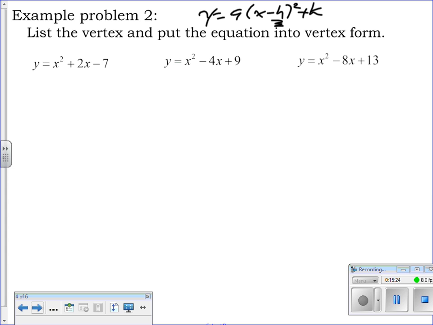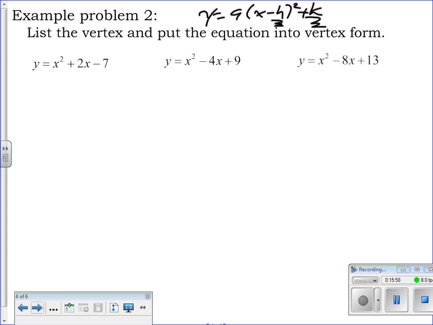That's where you get going in the opposite directions on your x's for your vertex. The k is the y-coordinate of my vertex, and it's the same. If the y-coordinate is 1, it's plus 1. If the y-coordinate is negative 3, it's minus 3 on the end. But h and k come from your vertex. H is the x-coordinate, k is the y-coordinate. We're going to rewrite this equation in that form: y equals (x minus something) squared plus or minus something.